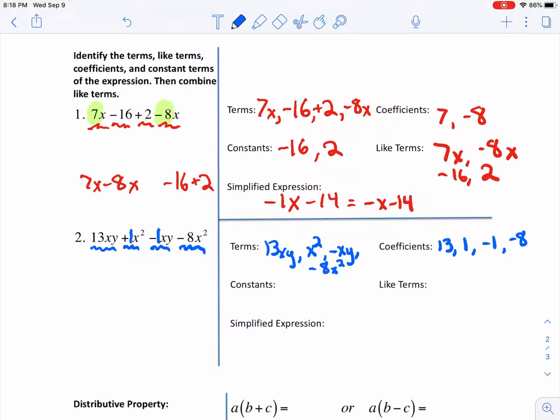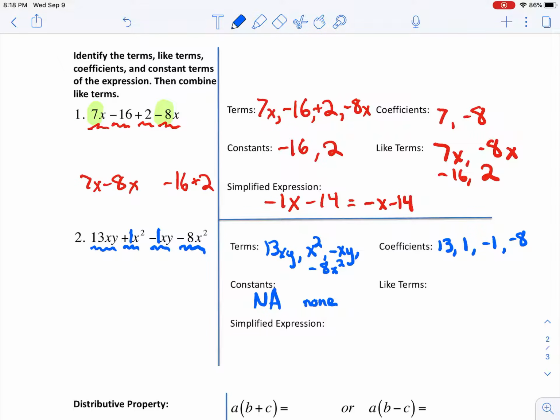In this problem, if we take a look, there are no terms that are just numbers. So this one, there's nothing to put there. You can put not applicable, or none, or you can leave it blank. There's no constants. All right, like terms.